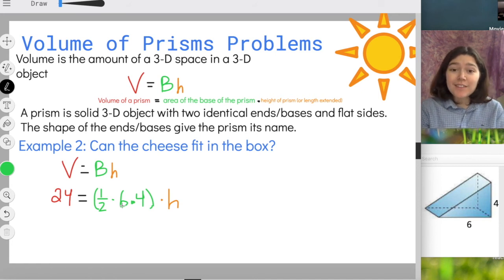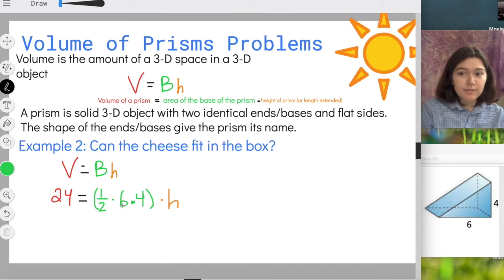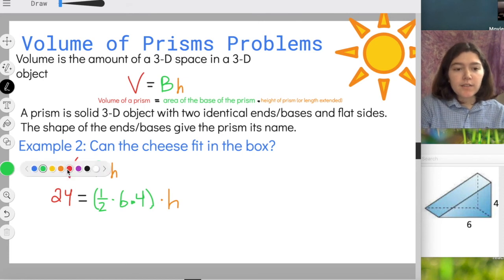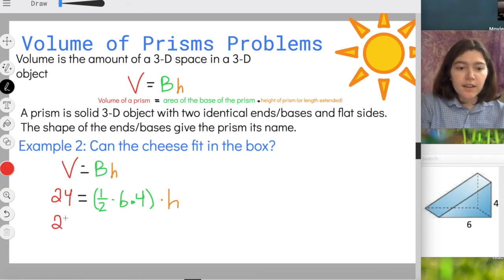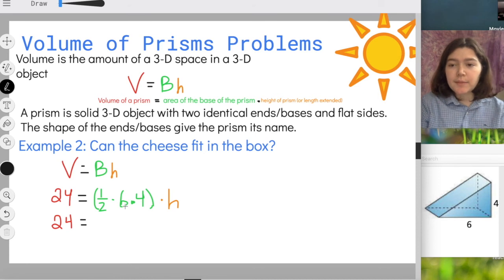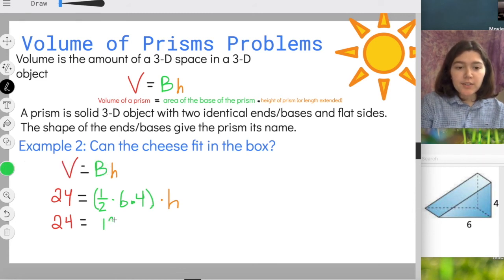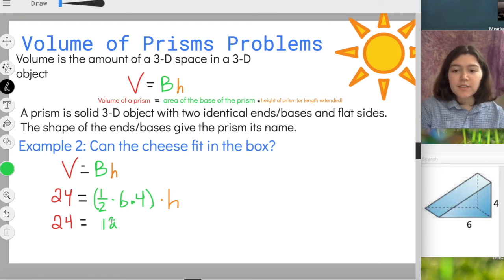Am I given the height of the prism? No. But that's good. That's the only missing piece of information. That's what we said we were trying to find. So let's try to simplify these sides. 1/2 times 6 is 3. Half of 6 is 3. And 3 times 4 is 12. So we're going to get, just like last time actually, the area of this triangle's base is 12 units squared.